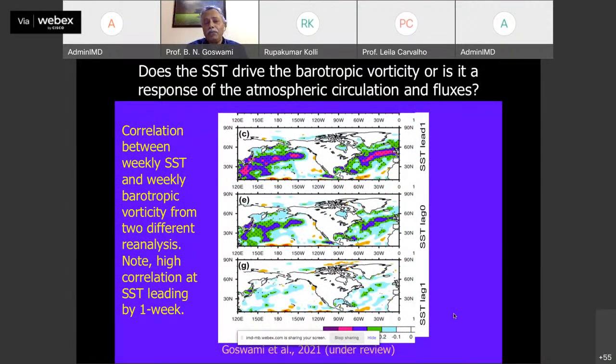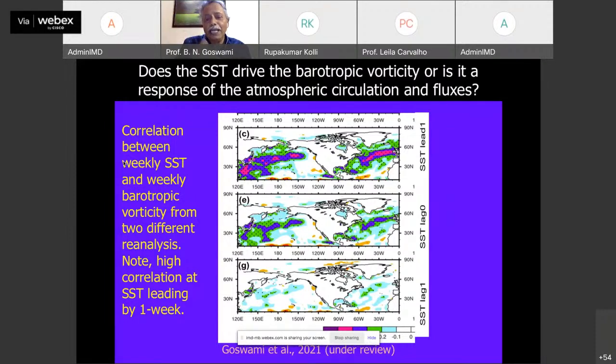But still, there is one big question about how the barotropic vorticity is produced by the SST. Do the SST really drive the barotropic vorticity? That question was not very clear. So to do that, we did a lead lag analysis of SST and barotropic vorticity over all the grid points in the northern hemisphere, and we removed the synoptic variability by using weekly data rather than daily data, or filtering it, just weekly data.